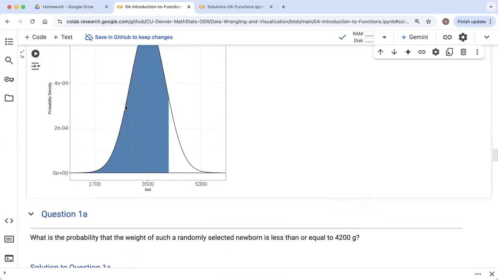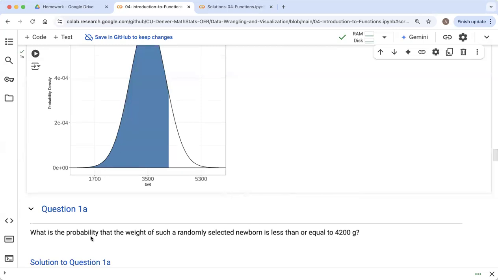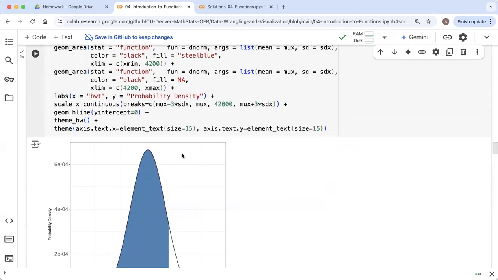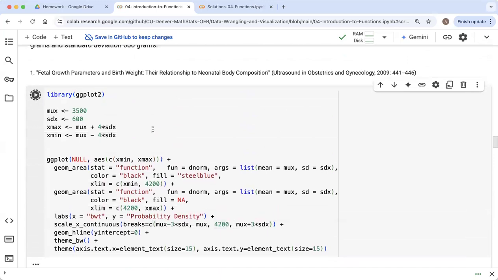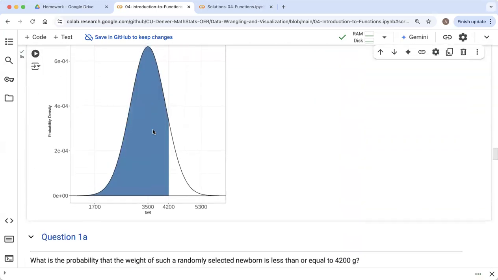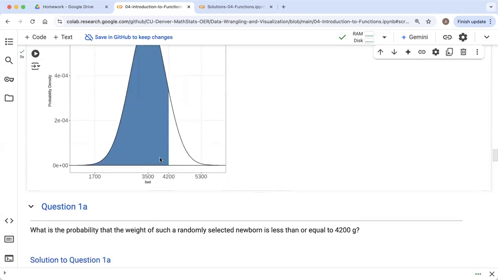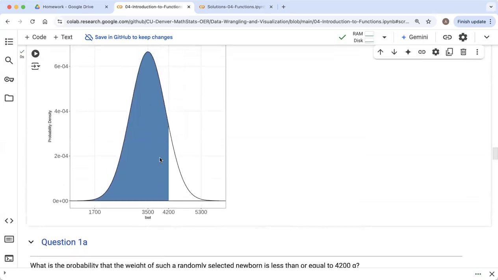And so question 1A is asking us, let's find the probability that a randomly selected newborn is less than or equal to 4,200 grams. So yeah, 4,200. And I want to mark that on my plot. So that's right over here. So visually, this probability corresponds to this area that's marked in blue. So I would like to calculate this area marked in blue.